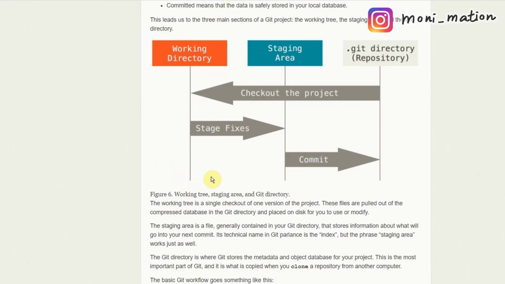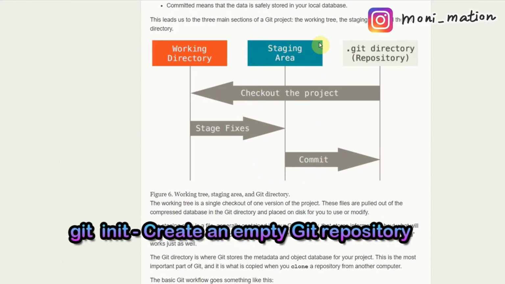The orange square means your working directory, the files on your local machine, your working tree, maybe the folder you use to save your files. The blue square is the staging area, which will only exist when you initiate Git in your folder.